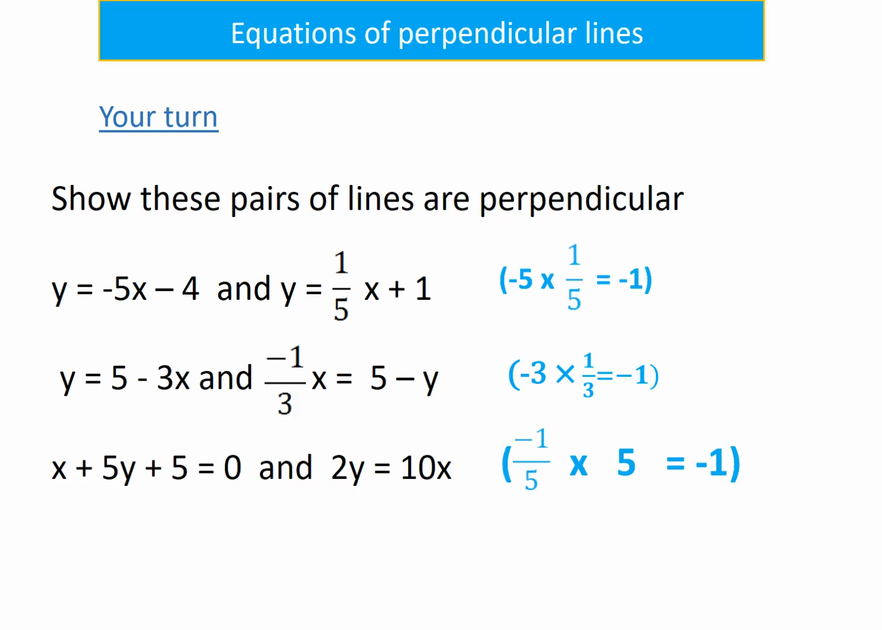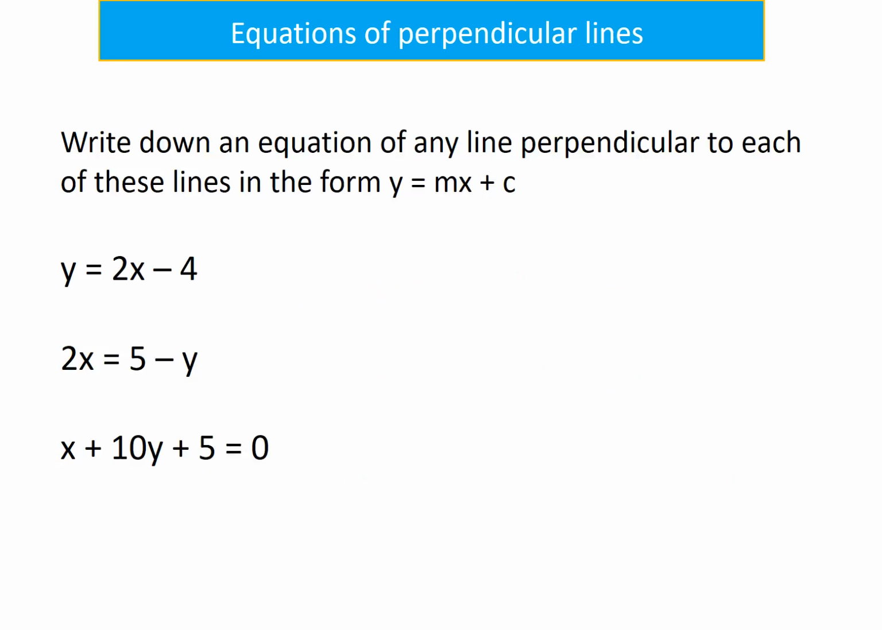And these are the solutions. Now here you are asked to write an equation of any line that is perpendicular to the given lines. So remember, you need to identify the gradient of the lines given first, then work out what the perpendicular line's gradient should be, and then write an equation.